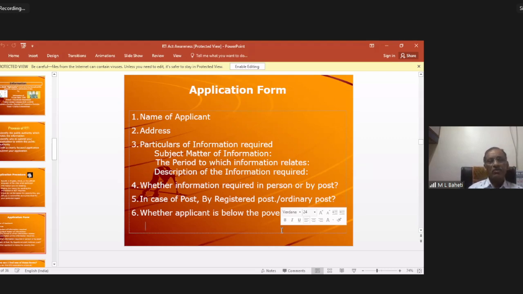Then whether information is required in person or by post. You can collect the information in person if you mention there, or you can have a choice of getting the information by post. In case of post, you have to specifically mention whether you require it by registered post or ordinary post. If the applicant is below poverty line or not, that you have to say. Generally, for below poverty line, it is free of cost. For other applicants, ₹10 or ₹20 charges have to be paid.